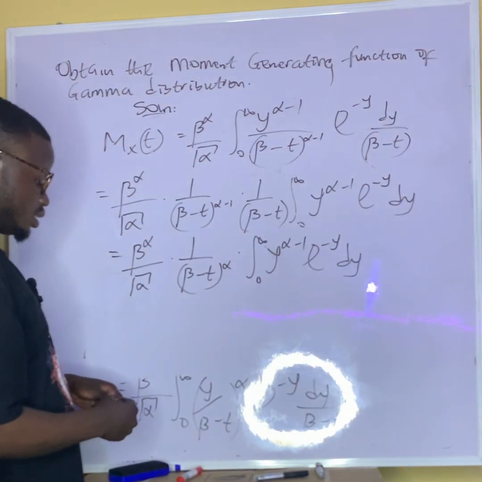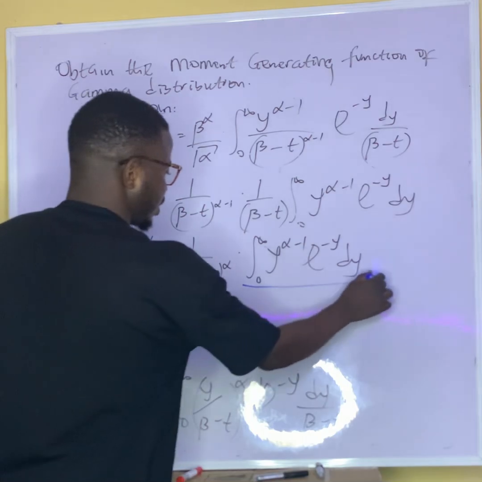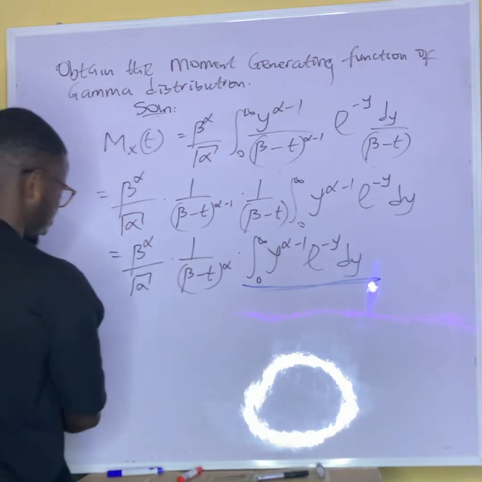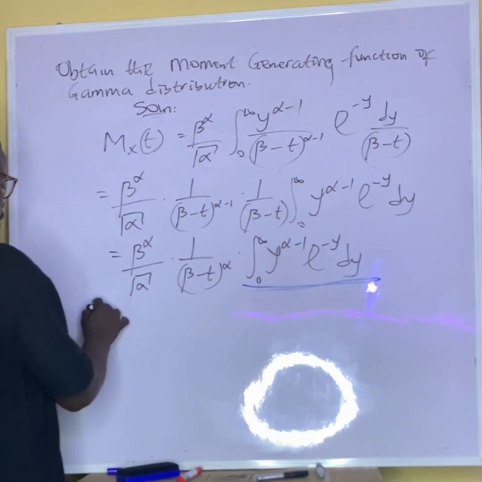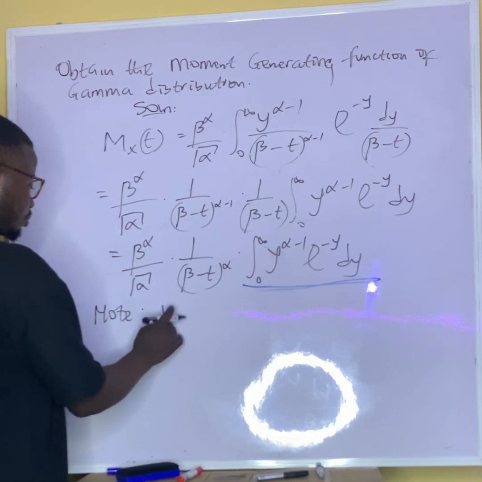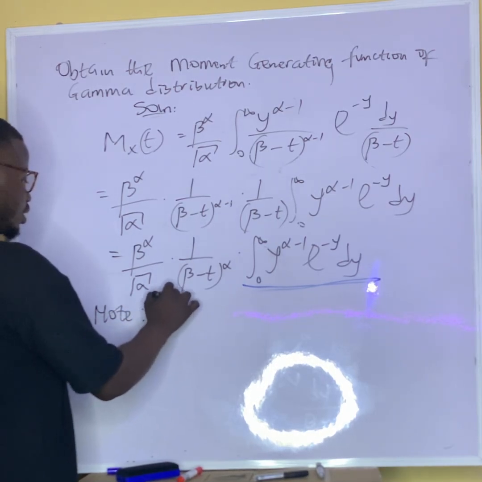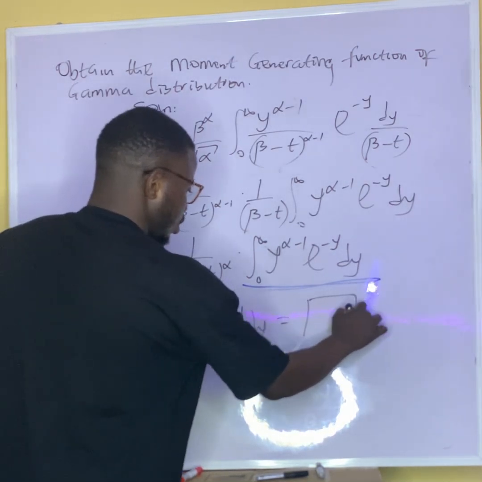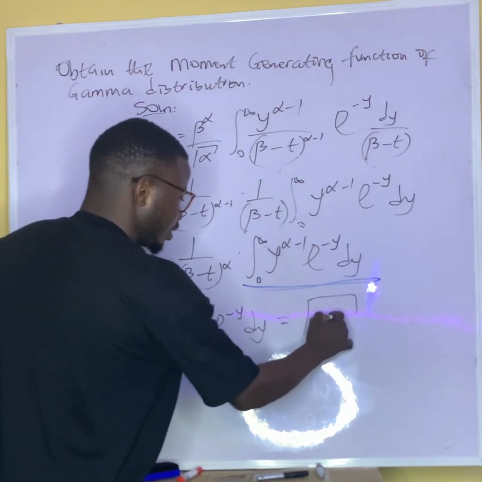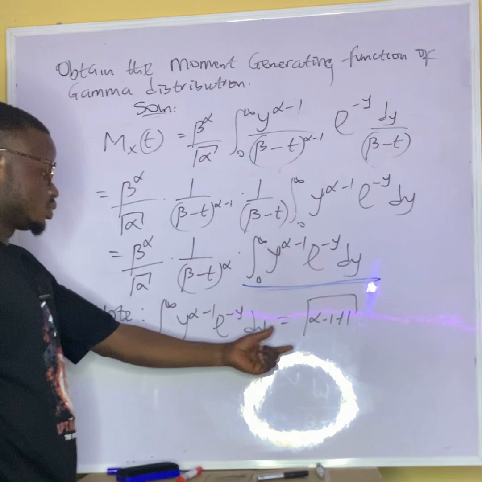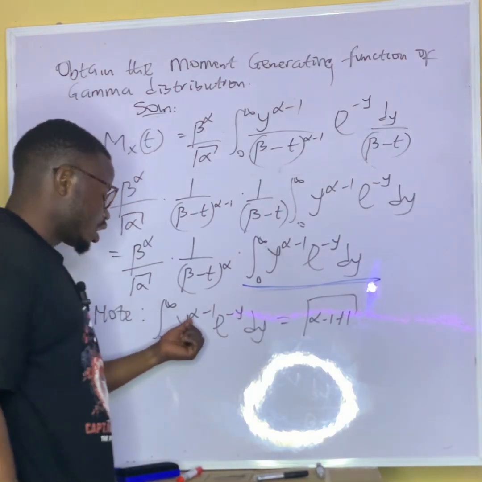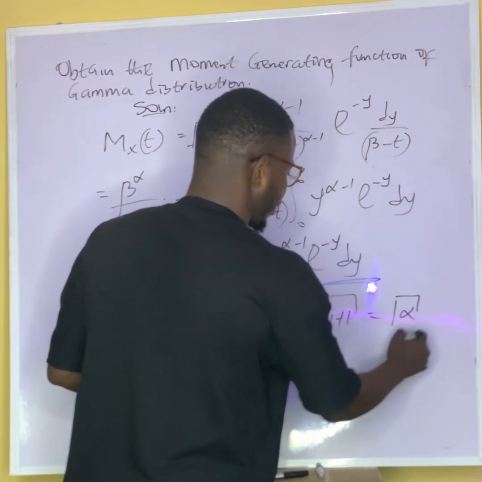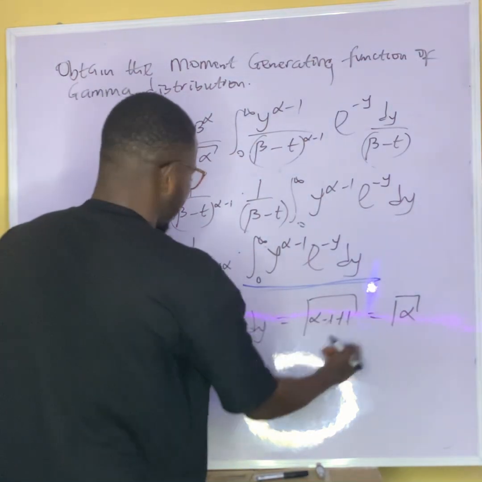Now the next thing we're going to do here: don't forget what we have here is a gamma function. Everything that is here is a gamma function, because the power of the exponential is negative as well. So now note that the integral from 0 to infinity of y raised to the power alpha minus 1 exponential minus y dy is equal to, since the power of this y is alpha minus 1, we add 1 to it. So this is a gamma function, gamma of alpha minus 1 plus 1. That's how we evaluate that. So this will cancel this one, and that means we have gamma alpha. Everything that is here is equal to gamma alpha.